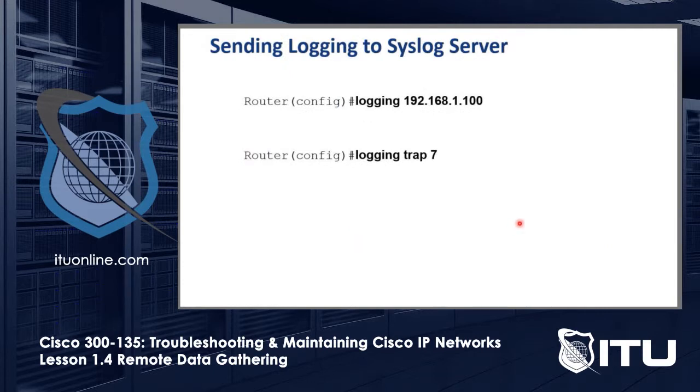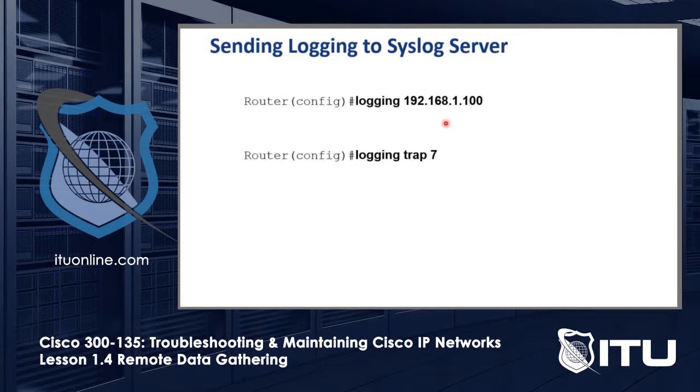Now, in a production environment, you should be sending your logs to a Syslog server. And so here we would say logging, and then we would put in the IP address of the Syslog server. And we could say what messages we want to send. So like logging trap, which means we want to send debug information in this case to a Syslog server.